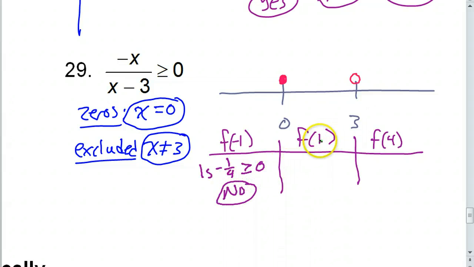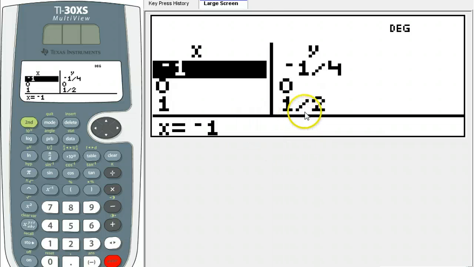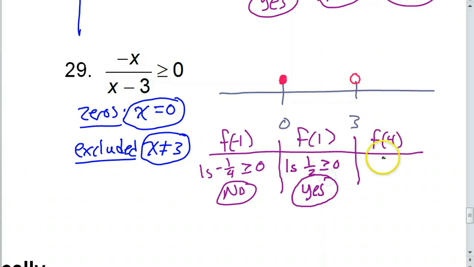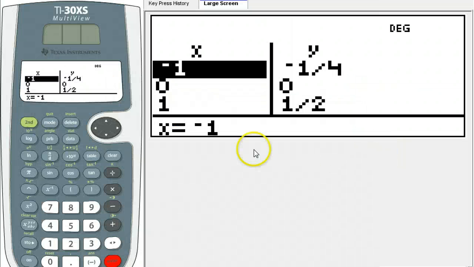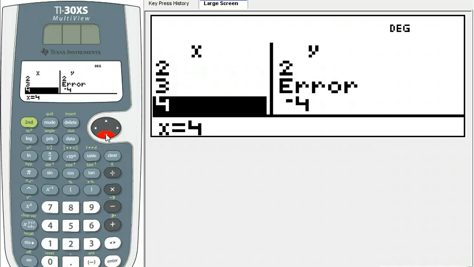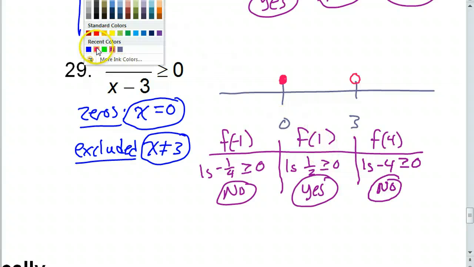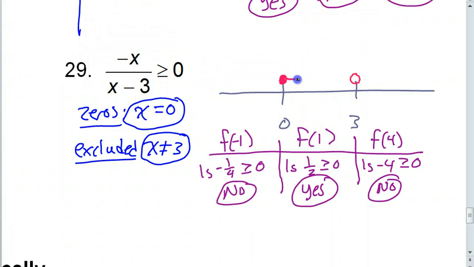Now I look at 1. That's positive 1/2. So is 1/2 greater than or equal to 0? Yes, that's a positive number. Then I look at 4. At 4, we have a value of -4. Is -4 greater than or equal to 0? Of course not. That's a negative number. So the yes means that my solutions are here between 0 and 3.